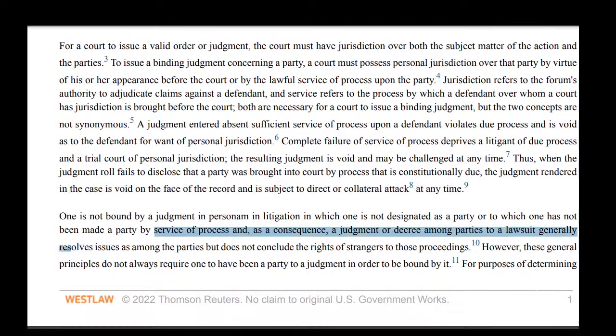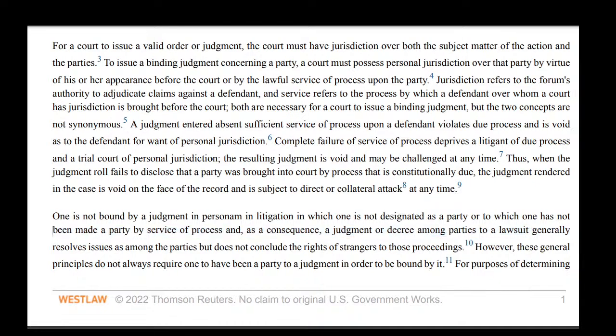One is not bound by a judgment in personam in litigation in which one is not designated as a party or to which one has not been made a party by service of process, and as a consequence, a judgment or decree among parties to a lawsuit generally resolves issues among the parties but does not conclude the rights of strangers to those proceedings. However, these general principles do not always require one to have been a party to a judgment in order to be bound by it.